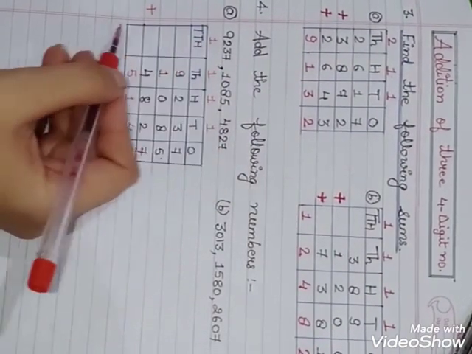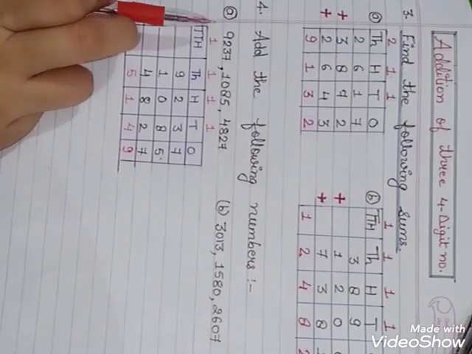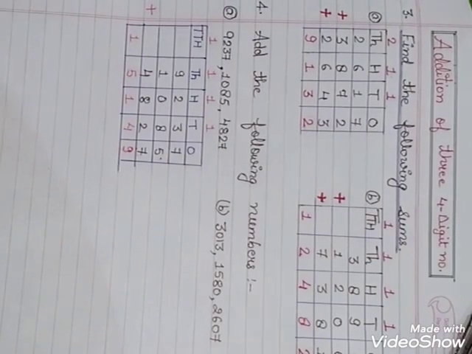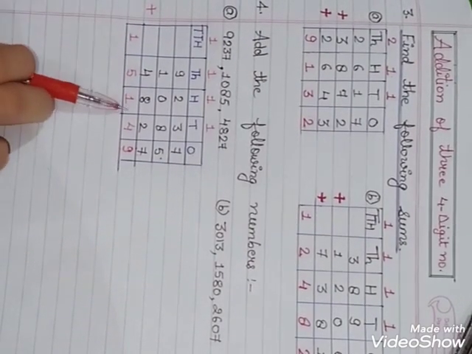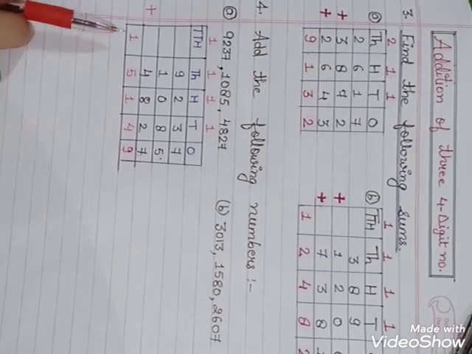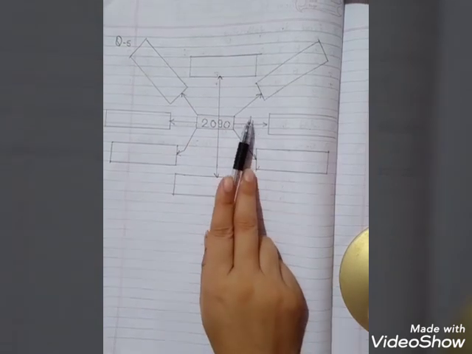Now there is no number on the 10,000s place, so we keep this carry only. Write this carry here. We get our answer, that is 15,149. If we add these three numbers, we get our answer, 15,149.